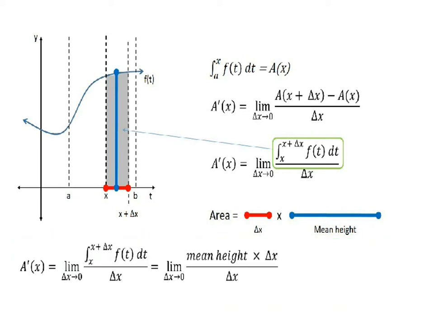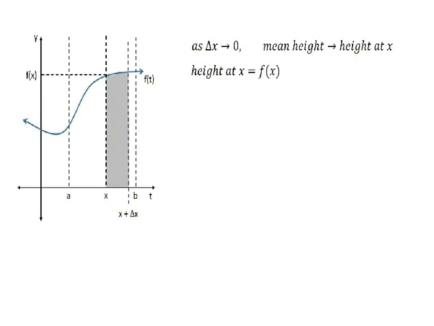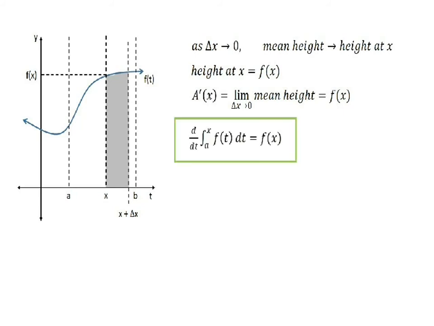Let's square this part to the product of delta x and the mean height. This part is just equal to 1, so we only need to solve for this. We can see from this graph that as delta x approaches 0, the mean height approaches the height at x. This height is f(x). This means that A'(x) is equal to f(x), and the derivative of the integral from a to x of f(t) dt is equal to f(x). This is the first part of the fundamental theorem of calculus.